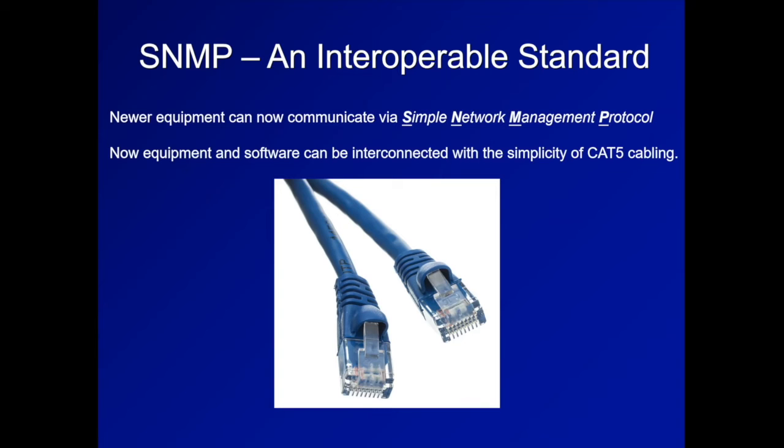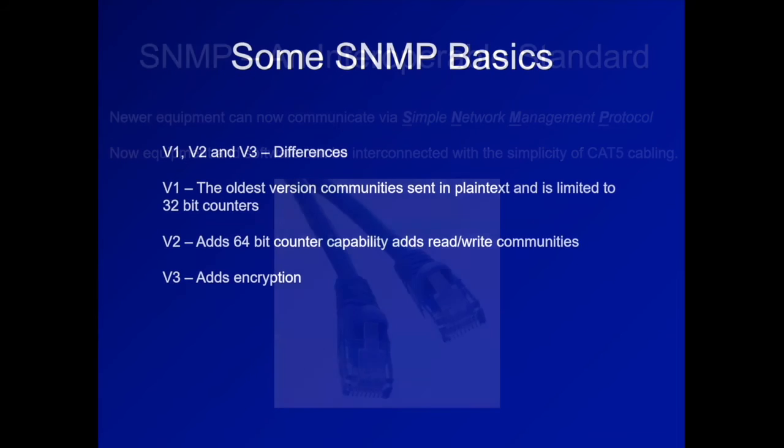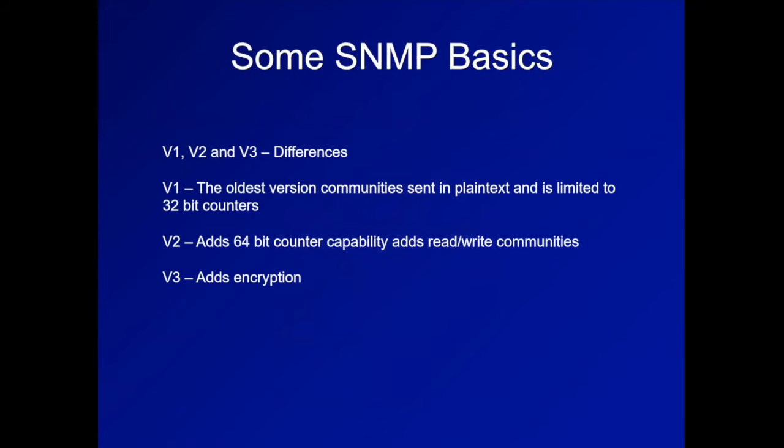Three basic variations of it, V1, V2, and V3. V1 is the oldest version, where communities are set in plain text and is limited to 32-bit counters, and that's pretty much obsolete now because most people are worried about security, and you don't really want to send stuff in plain text. V2 adds 64-bit counter capability, and it adds read and write communities, which is essentially passwording of gets and sets and that kind of thing.